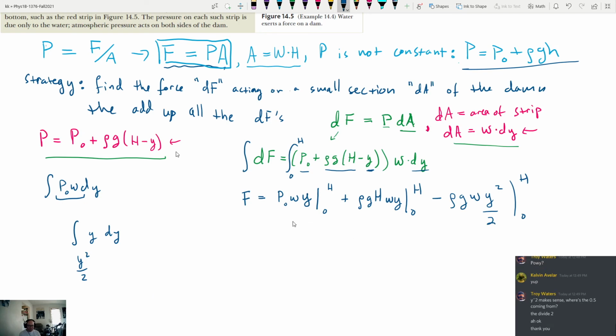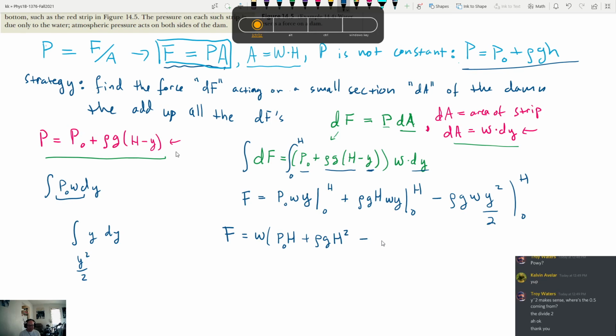Okay, so let's solve this out. So what do we have? Well, obviously every term has a W in it, so I guess we could factor that out. First one's going to be P naught times H. The second one's going to be rho G. We're plugging in H here. It looks like H squared times W, or rho G H squared, yeah. Because you plug in H for Y and you get H times H.